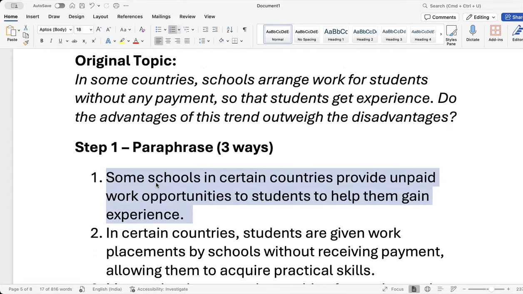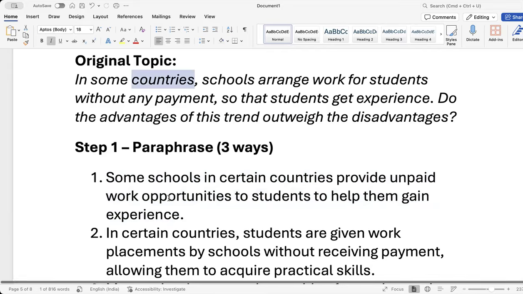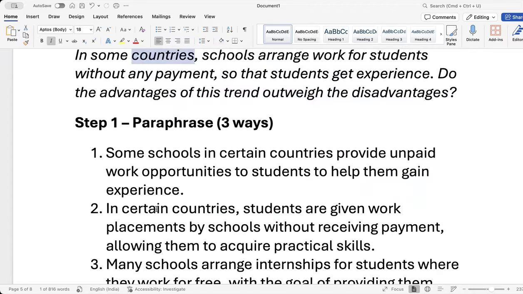That's paraphrasing for me. Paraphrasing does not mean I want to bring in hi-fi words that no one has listened to before. That's not paraphrasing for me. It's just changing the structure. Paraphrasing is not making countries nations. Paraphrasing is just writing it in a different way. So, for example, I gave these three examples just to show that in certain countries, students are given work placements by schools without receiving payment, allowing them to acquire practical skills. So, experience is what? Practical skills. Why do I need to write the experience word? I can write they can get, to teach them to acquire practical skills.